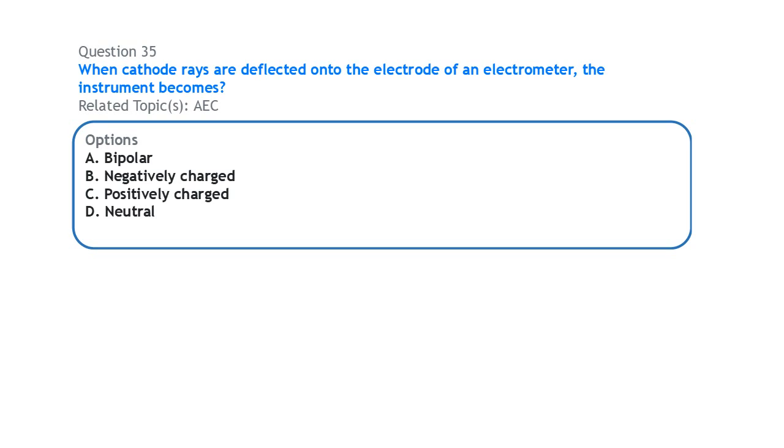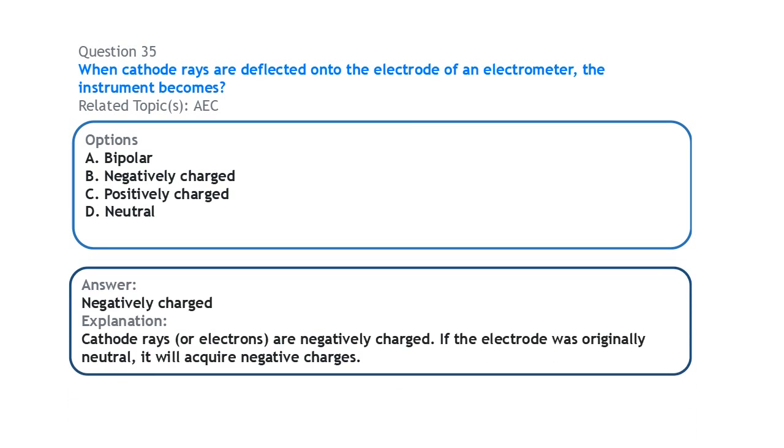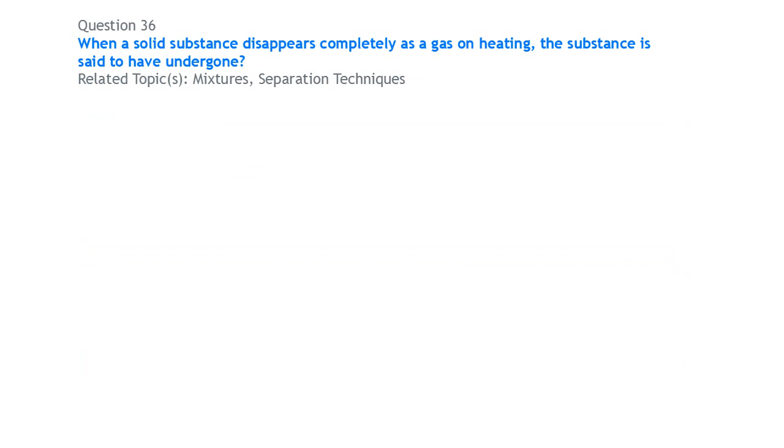Next, when cathode rays are deflected onto the electrode of an electrometer, the instrument becomes... So cathode rays, they are negative, they are streams of electrons, and electrons are negatively charged. So when you deflect them to the electrode of an electrometer, that instrument is going to acquire the negative charge. That instrument will be charged by induction. It will become negatively charged.